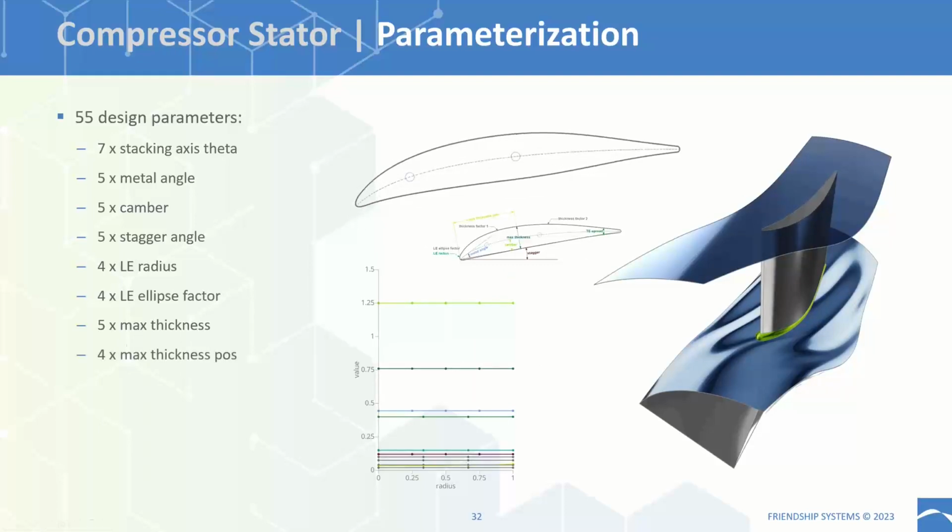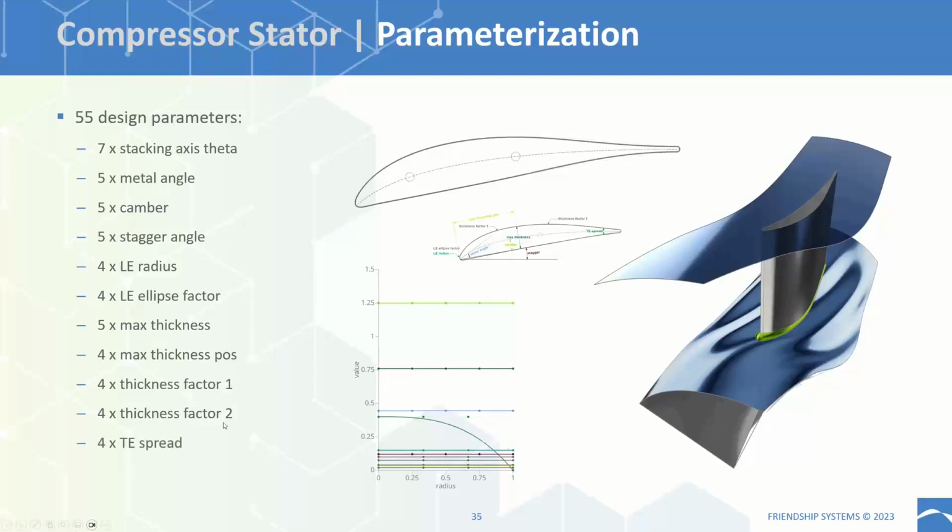And we can control, on 4 span-wise positions, the maximum thickness position in chordwise direction. And then we have 2 parameters here: thickness factor 1, which controls basically the sharpness of the blade in the forward part in front of the maximum thickness, and thickness factor 2, which controls the sharpness aft of the maximum thickness position, both controlled in 4 span-wise positions.